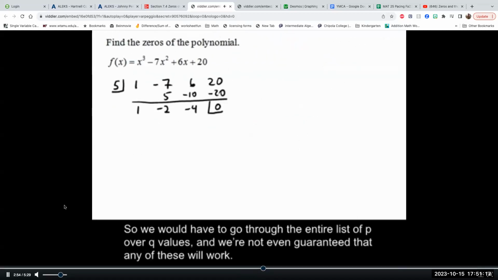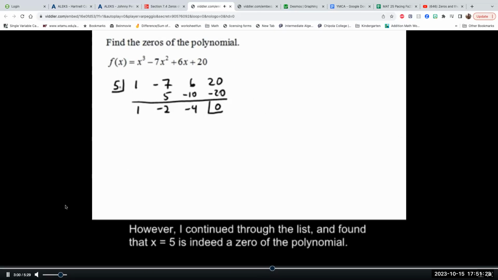So we would have to go through the entire list of p over q values, and we're not even guaranteed that any of these will work. However, I continued through the list and found that x equals 5 is indeed a zero of the polynomial. So notice what you just said. None of these are guaranteed to work. So you just keep going through all the plus and negatives until you get one that works. And that might seem like a long time.